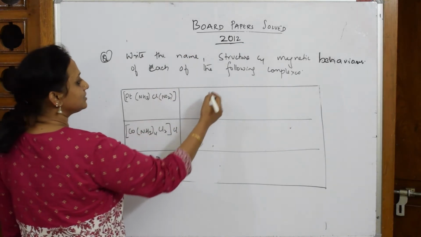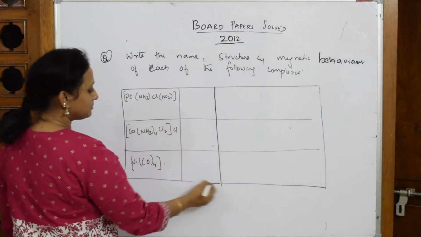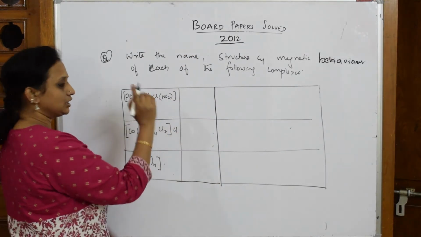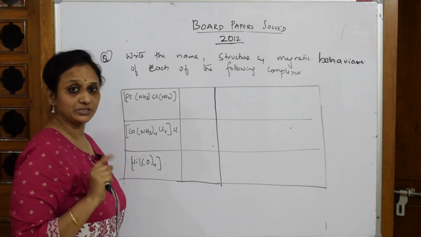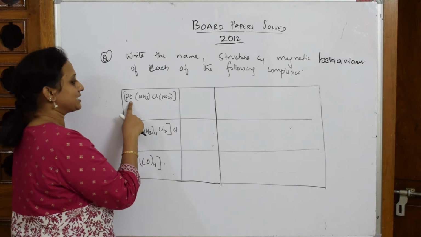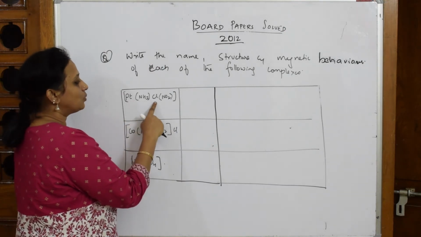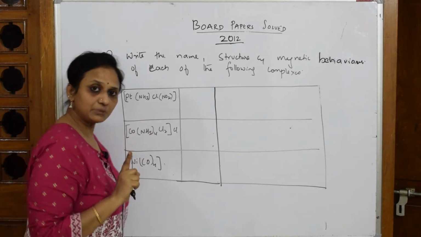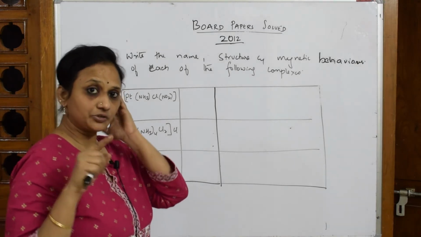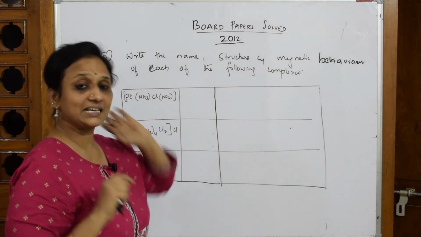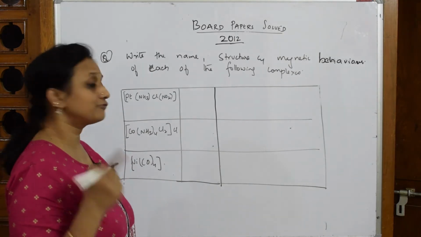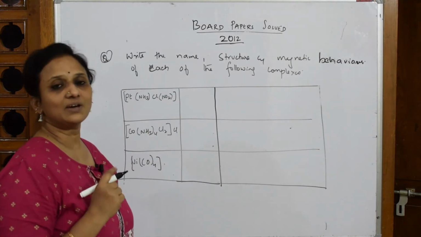First, let us write the name. When I have to write the name, I said you have to first be careful whether the complex is correct or not. That is what is important for you to analyze. So here they've given us platinum, 1 ammonia, 1 chlorine, 1 nitro. Always remember, platinum is going to form a hexadentate, meaning it should have 6 ligands around it, or it should have 4 ligands around it. Then only the valency gets satisfied.